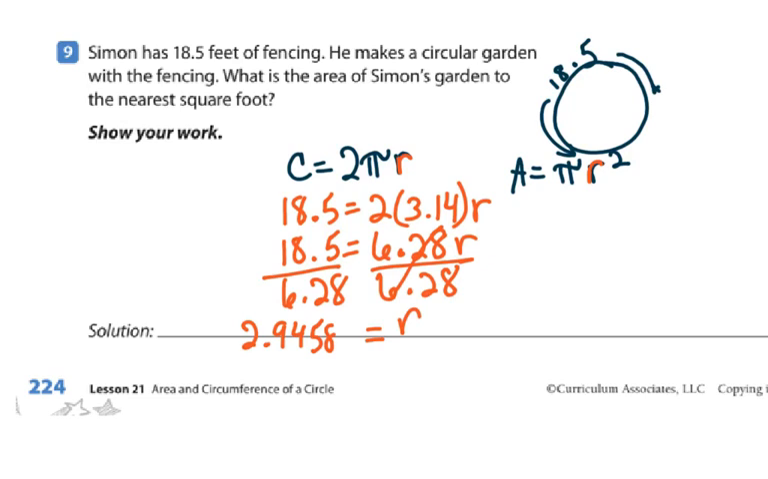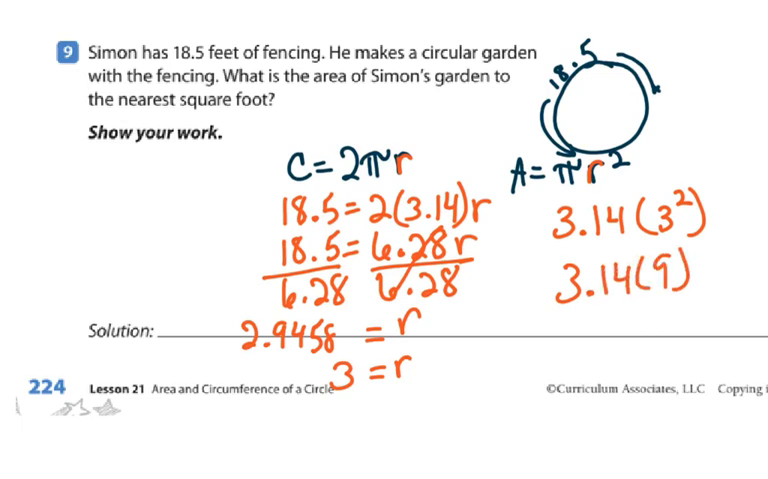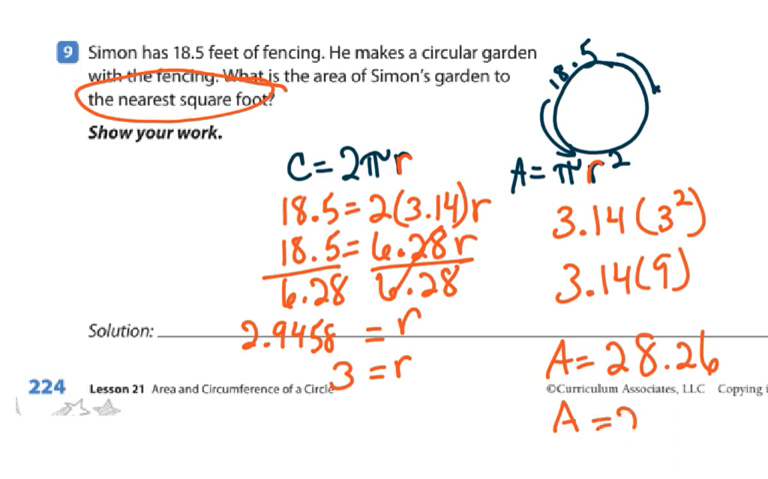Now, I need to take that amount. That's my radius, right? Well, it's very close to 3. So I'm going to go ahead and round it to 3. So if my radius is 3, I'm going to take 3.14 times 3 squared. So it's going to be 3.14 times 9. That means my area is approximately 28.26, and it said to the nearest square foot, so it's going to be 28 feet squared.